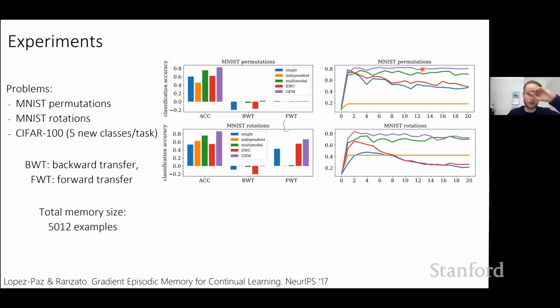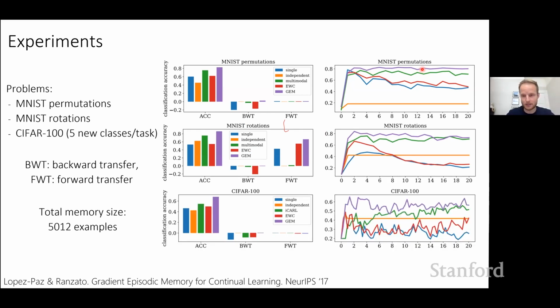We can see a similar story for MNIST rotations, and we can also see a similar story for CIFAR-100, where a lot of the baseline approaches experience some kind of negative backward transfer, and you can also see it here where the performance drops quite significantly compared to the method they introduced.